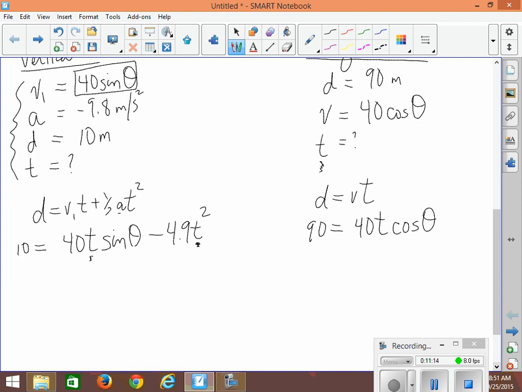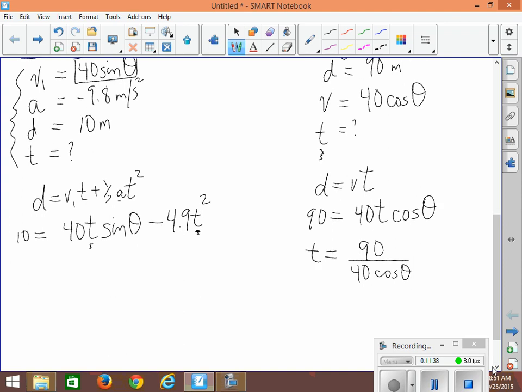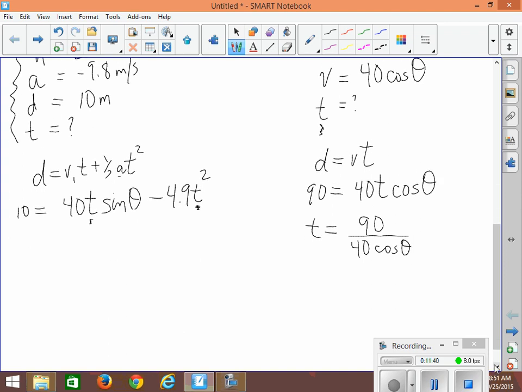Now, the interesting thing about this is that it's not solvable either, but if I isolate for the thing I want to get rid of, I'm trying to find theta, so the t is annoying. It's kind of in the way. So if I isolate this for t, it would be 90 divided by 40 cos theta. And if I wanted to, I could do 90 divided by 40. 90 divided by 40 is 2 point.